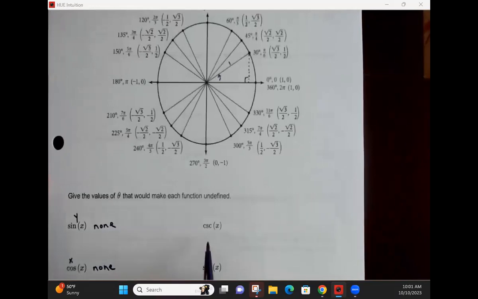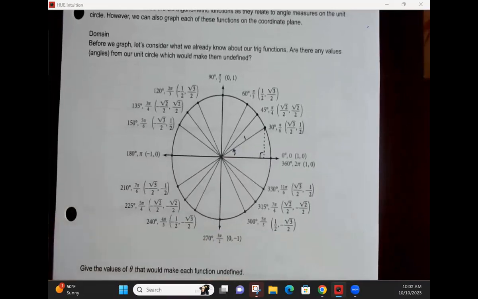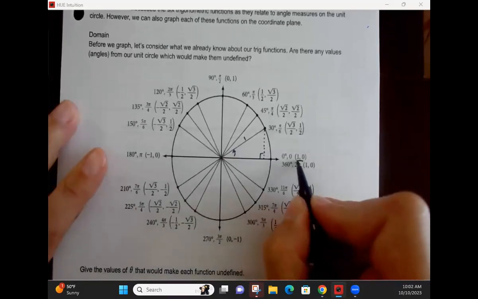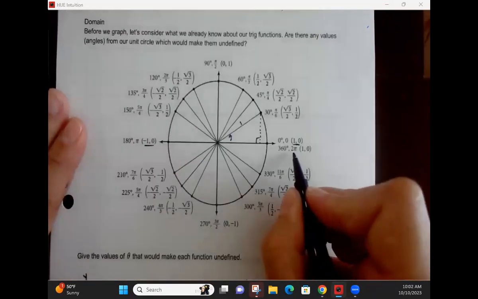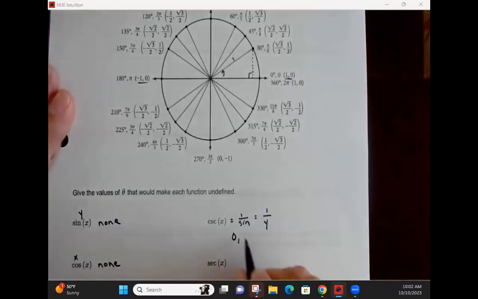Cosecant is the reciprocal of sine. It's 1 over sine, which means it would be 1 over the y value. Are there any places where cosecant would be undefined? Yes, there are. Any places where y is 0. So where on our unit circle do we have y values that are 0? At this guy right here and this guy right here. So 0, pi, 2 pi.